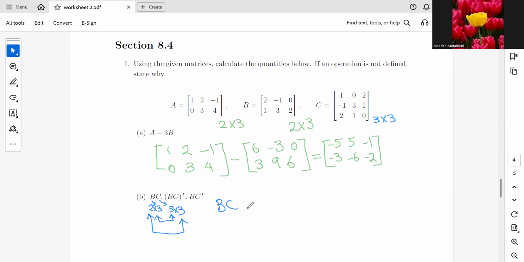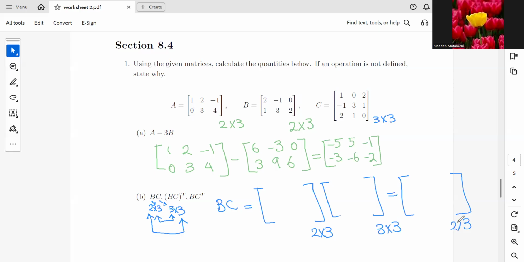It means B times C will be B multiplied by C. This one was 2 by 3 and this one is 3 by 3, so the answer is 2 by 3. So B is 2, -1, 0, 1, 3, 2. And C is 1, 0, 2, -1, 3, 1, -2, 1, and 0. In order to find the answer, we're going to multiply with the help of dot product.